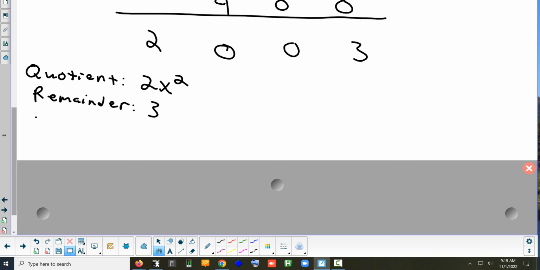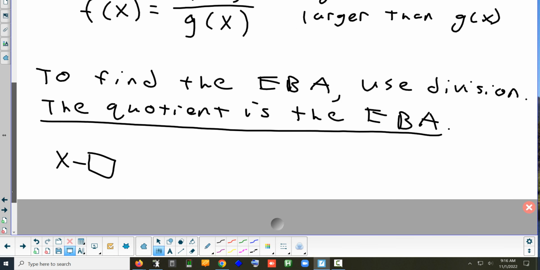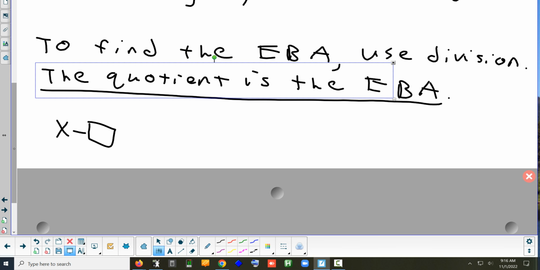And what about my EBA? No, the EBA is not 3. Yep, 2x to the second. 2x to the second. Oh! The quotient is the EBA.